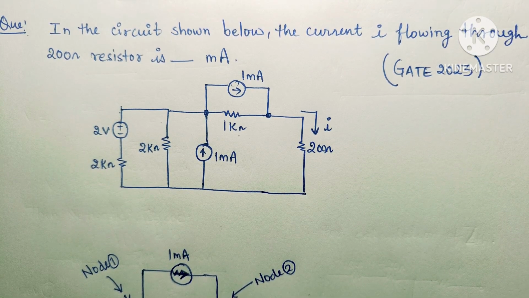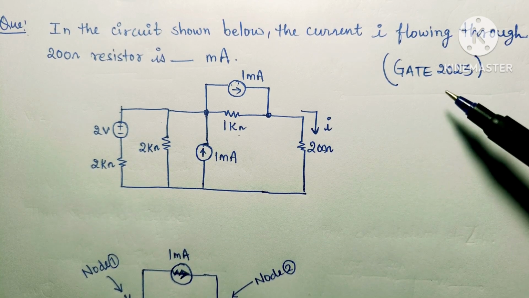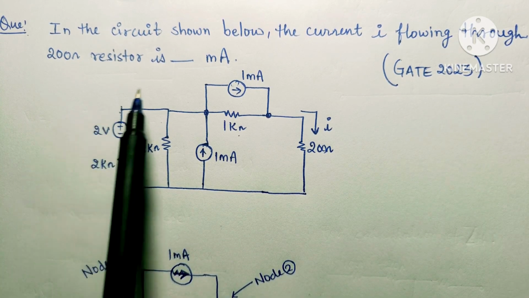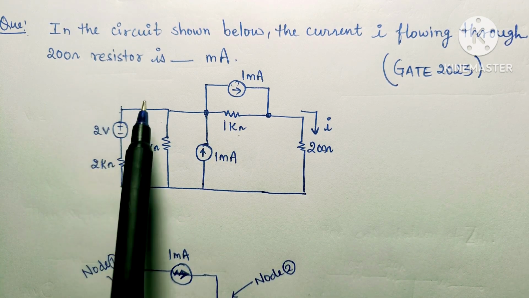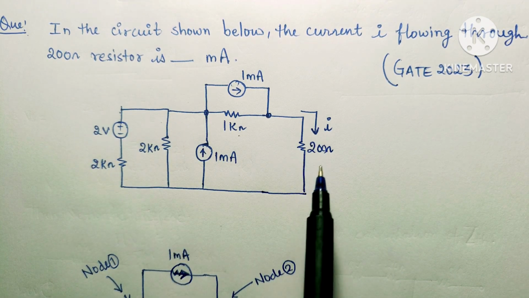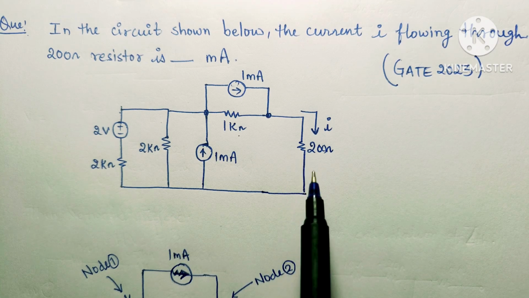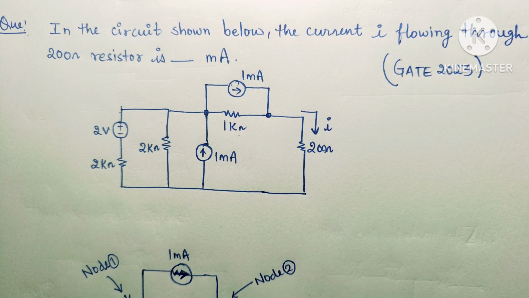Let us see another question on nodal analysis. This question has been asked in GATE 2023. The question says that in the circuit shown below, find the current I flowing in the 200 ohm resistance. So what will be the current I in this 200 ohm resistance? Let us see how we can solve this question.